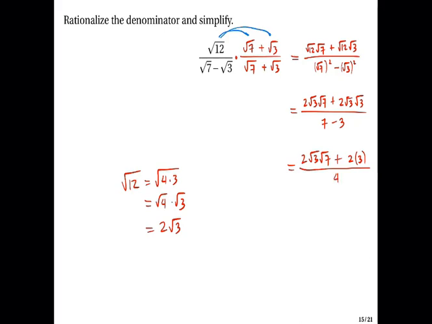So 4 divisible by 2, you have a 2 here, and you also have a 2 here. You can cancel the 2. Okay? Because all of the terms, or all of the addends in the numerator, have a factor 2. So this simplifies to square root of 3, square root of 7, and then here plus 3, divided by 2. So this will be the final expression.